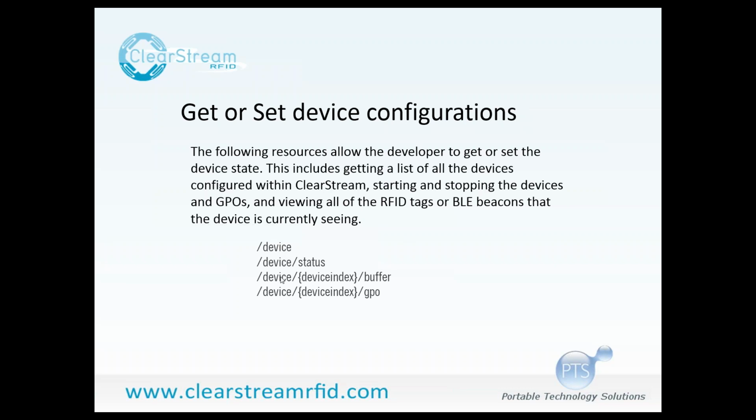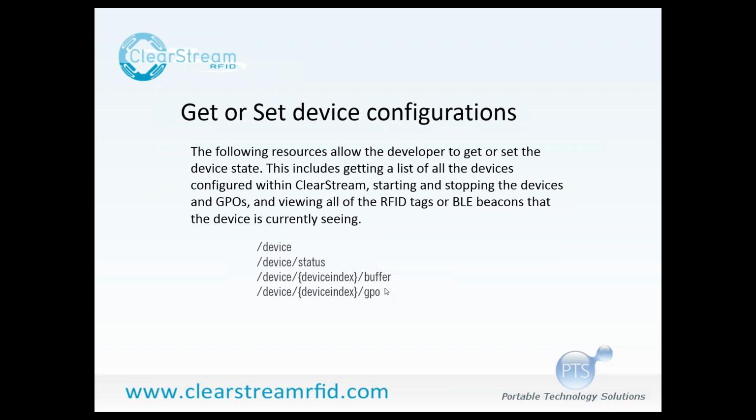If you happen to pass in a device slash the device index, which, say, if you had one reader would be 0, so device slash 0 slash buffer, ClearStream will report back to you the exact buffer at that time in real time of what that device is seeing. So if you have a portal set up and it's actively scanning 100 tags, when you issue that command to the ClearStream web service, it'll spit back all of those 100 tags to you, so you can go ahead and see that data within your application.